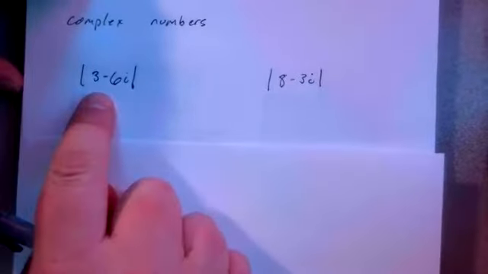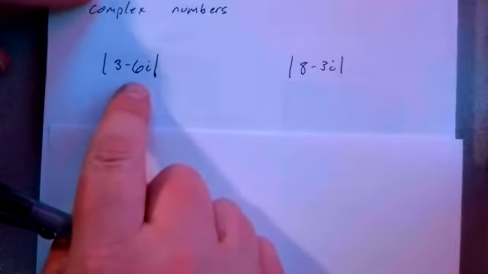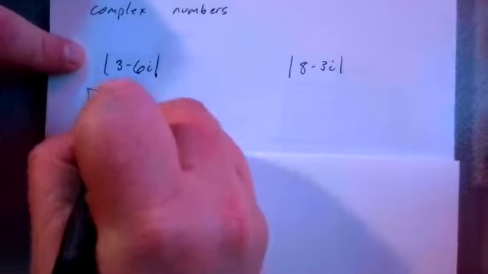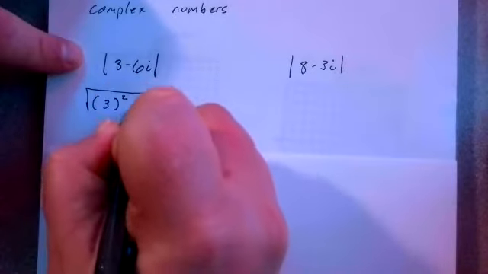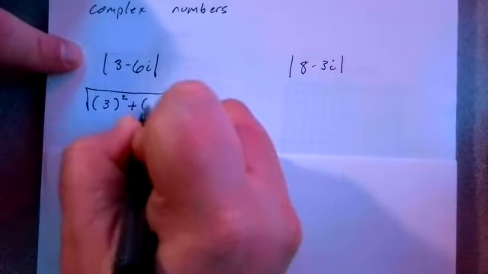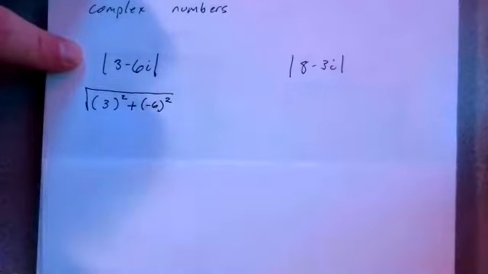First example. Find the absolute value of the following complex numbers. So 3 minus 6i. That's going to be the square root of 3 squared plus negative 6 squared.